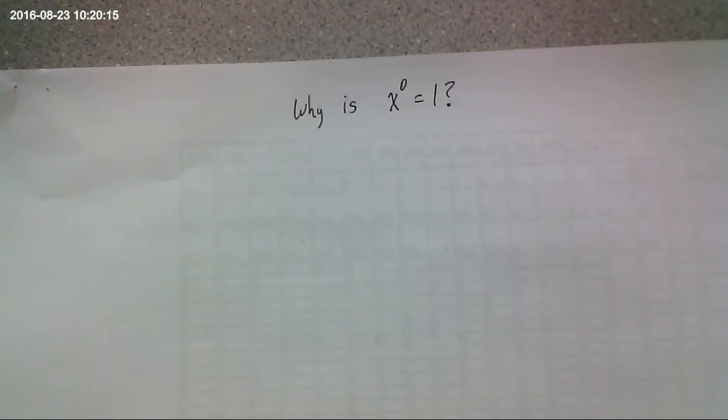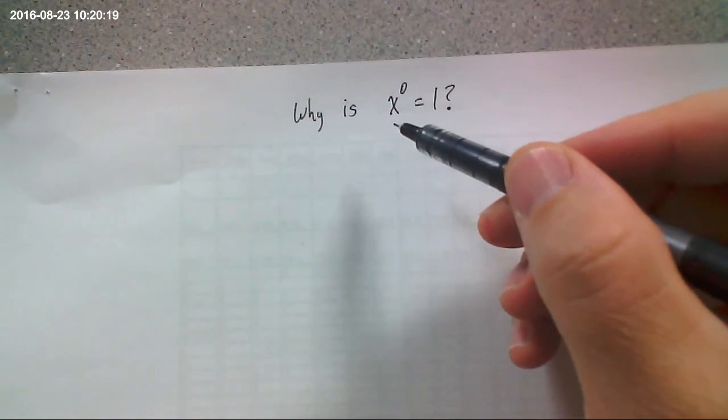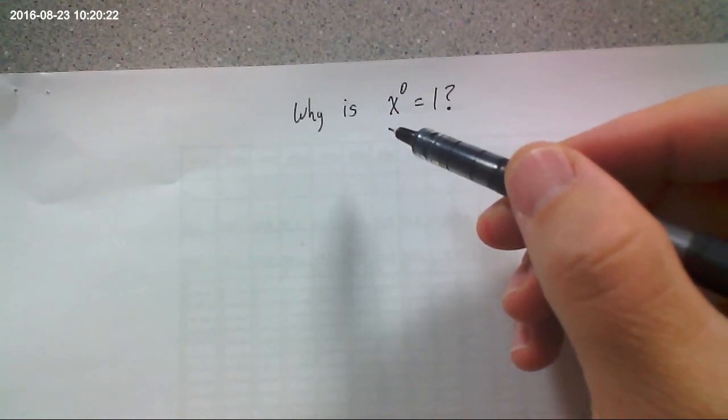Y is x to the power of 0. Oh, salud, 1. Now x could be anything, right? X could be any number. So any number to the power of 0 is 1. You've been taught that, but I'm going to show you why.